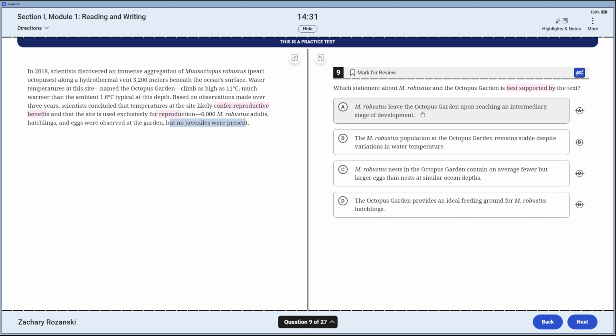Exclusively for reproduction, 6,000 adults, hatchlings in reserve, but no juveniles were present. M. robustus leave the octopus garden upon reaching an intermediary stage of development. This one tracks to me. We've got adults, we've got hatchlings and eggs, but no juveniles. This is what I would cite most for this, and I absolutely love my support for this one here.